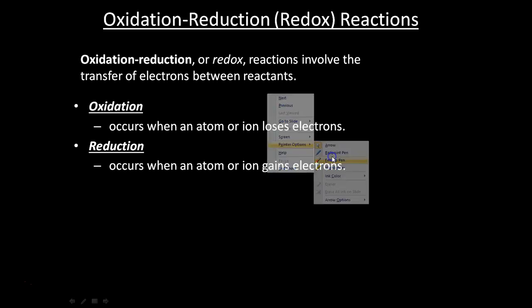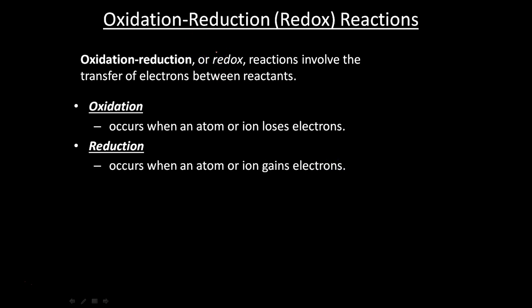And what an oxidation reduction reaction involves is the transfer of electrons or atoms between species. So an oxidation reduction reaction involves the transfer of electrons between reactants. You're transferring specifically electrons between reactants. And so oxidation occurs when an atom or ion loses electrons, and reduction occurs when an atom or ion gains electrons. These losses and gains of electrons will always be characteristic of these redox reactions.